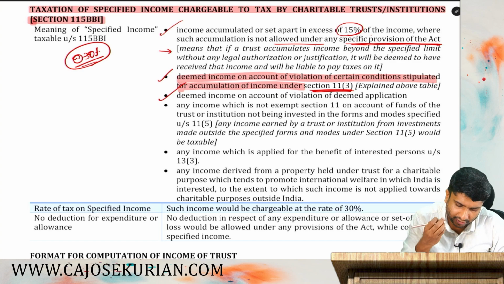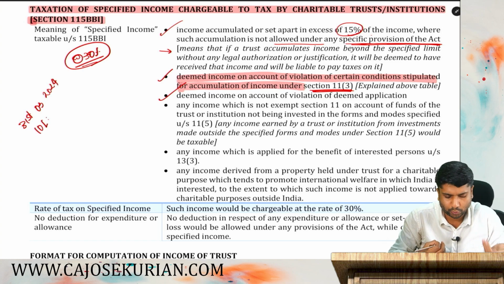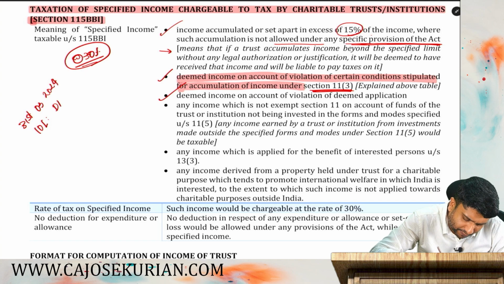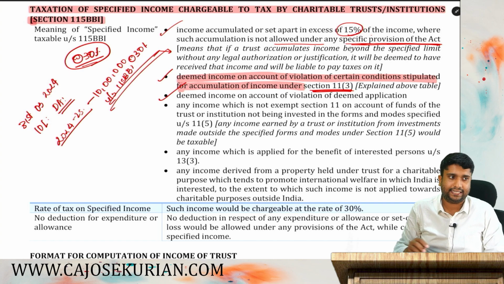Are you with me? Say for example, 31st March 2024, I have received 10 lakh. Due to late receipt, I have considered it as my deemed application. Then I must apply it in the year 2024-25 itself. If I haven't applied it, then this 10 lakhs will be taxable not at slab rate. It will be taxable under section 115BBI at 30% rate. This is what the department says. Are you all here?